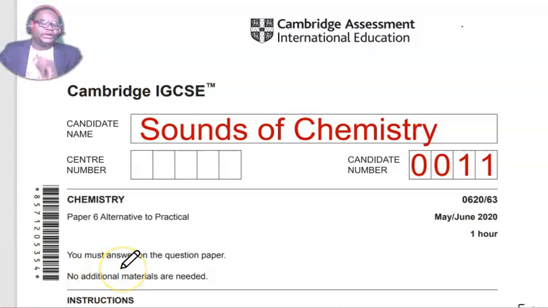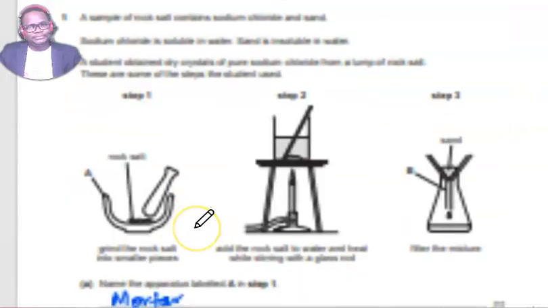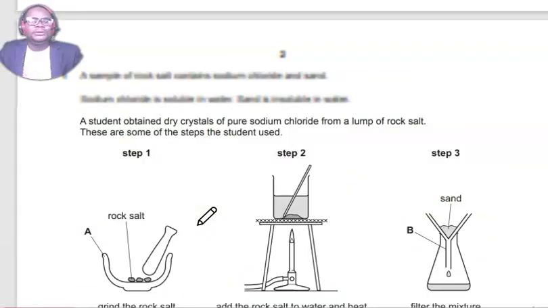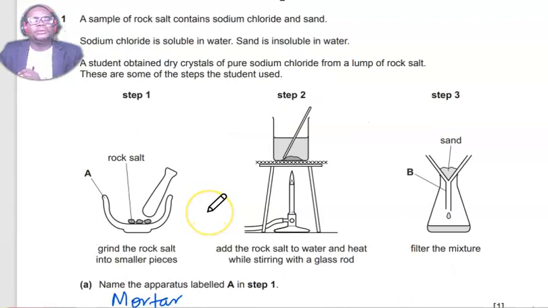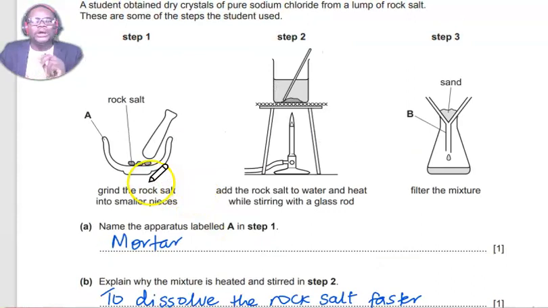Now, we're going to consider 0620 paper 6-3 May-June 2020. Let us kickstart. A sample of rock salt contains sodium chloride and sand. Sodium chloride is soluble in water. Sand is insoluble in water. A student obtained a dry crystal of pure sodium chloride from a lump of rock salt. These are the steps the student used. So you have step 1, you have step 2, and you have step 3.